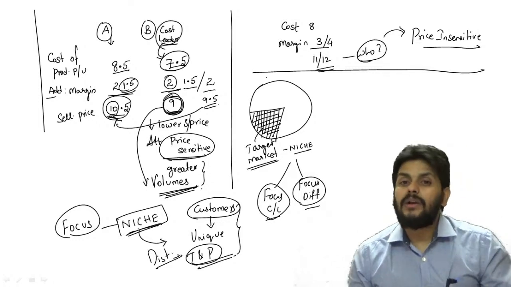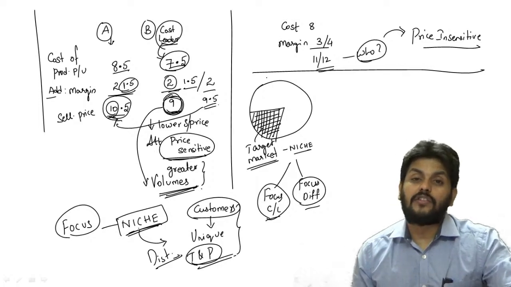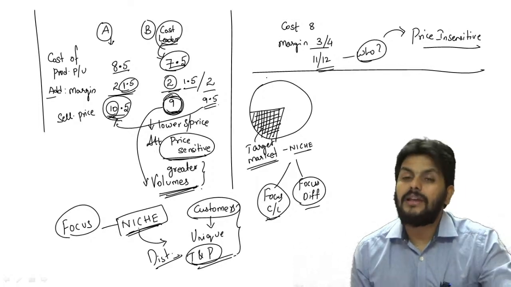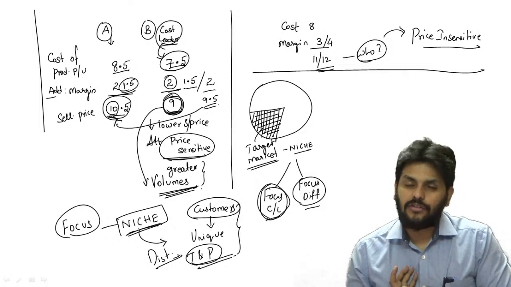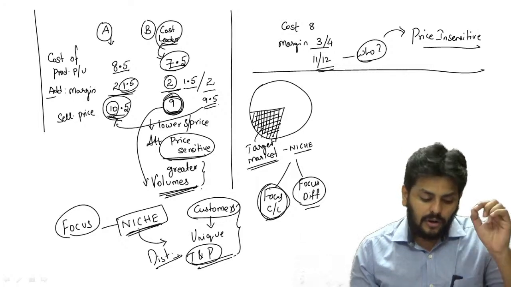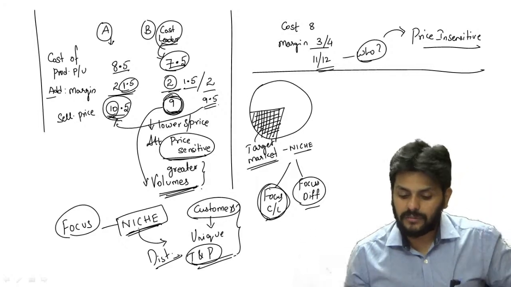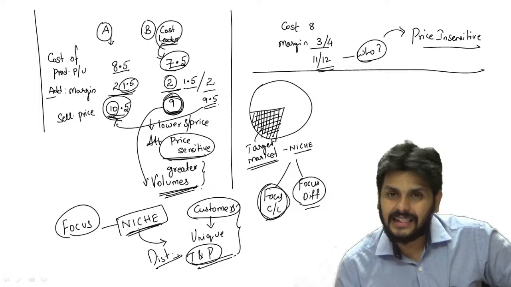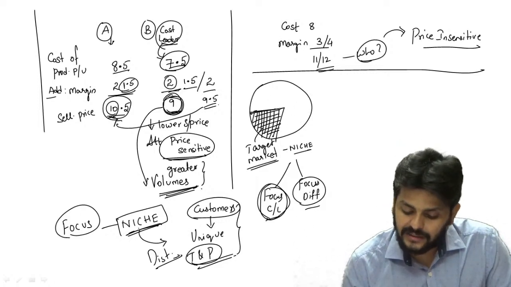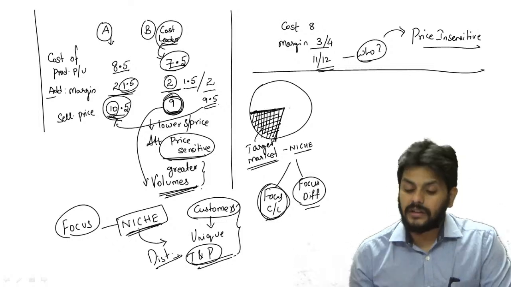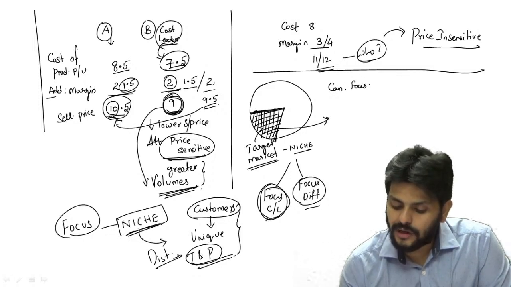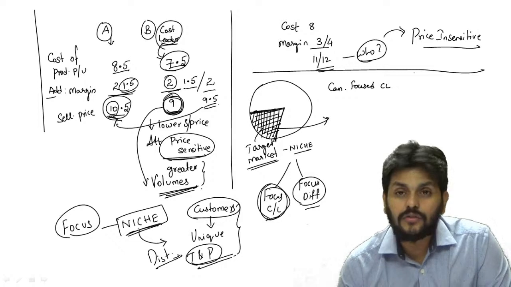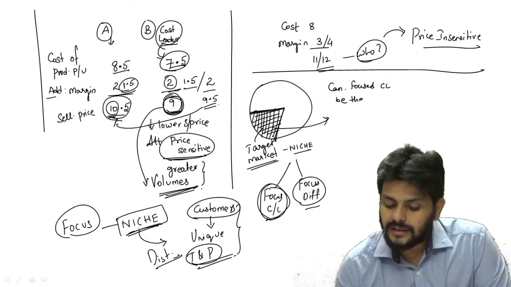Now, I have a big question for you and I want to test your presence of mind right now. So listen to my question carefully and then answer. Focused cost leader is my strategy. So I'm a focused cost leader following focused cost leadership. I sell at a price which is the lowest price in the target market. My question is, can the focused cost leader be the cost leader in the entire market?